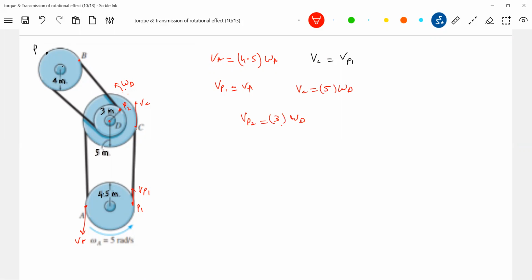And the velocity of point P2 should be equal to the speed of point B here. And why should we equate? Because the string is inextensible. So this tangential velocity which is directed now should be equal to this one.